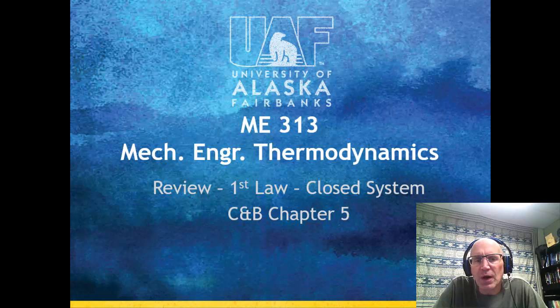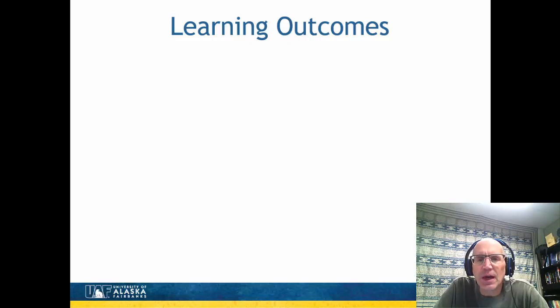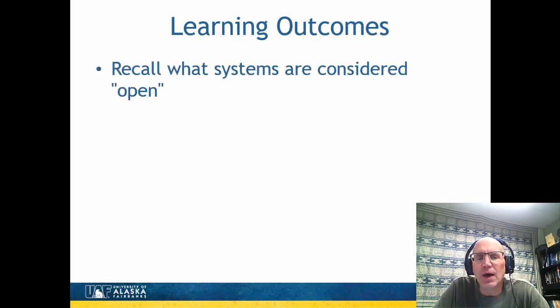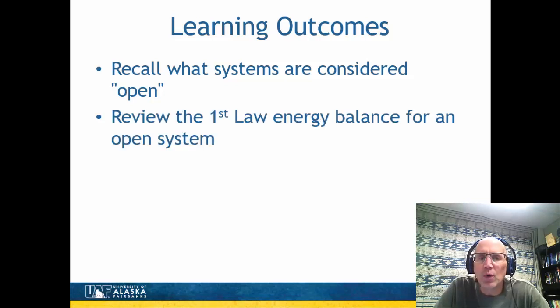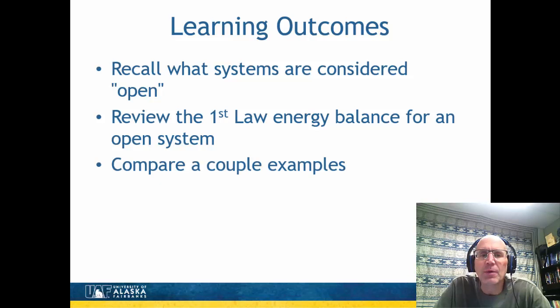This is a review of Chapter 5, and the topic is the first law for closed systems. So here are the outcomes. At the end of this video, we will have helped you recall what systems are considered open systems. We'll review the first law energy balance for an open system, and then I'm going to wind up just comparing a couple of examples of turbines.